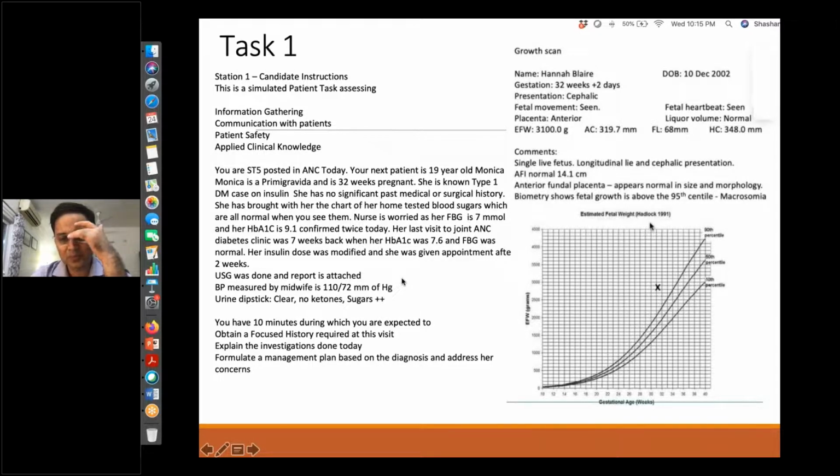Okay. Why are we doing different tests? What is this HbA1c? This HbA1c shows the control of blood sugar over the past 3 months. It should be around 6.5, but it is 9.1. And when the fasting blood sugar is 7 millimoles, it shows that the body needs more insulin. So the insulin has to be titrated.